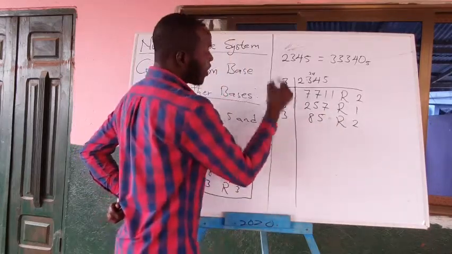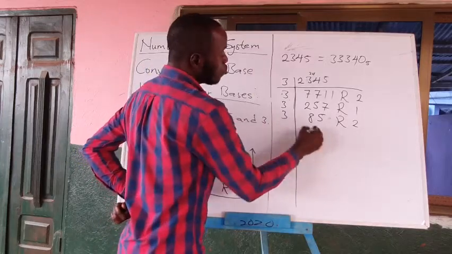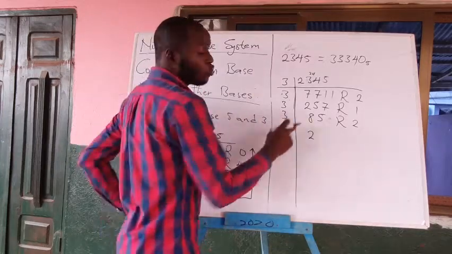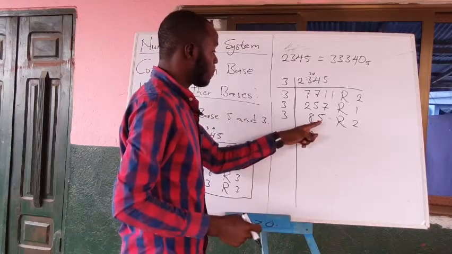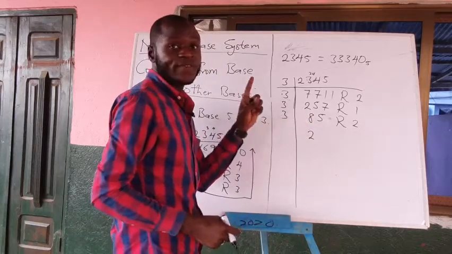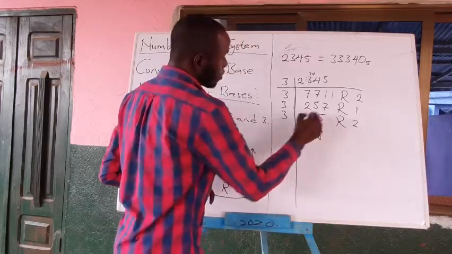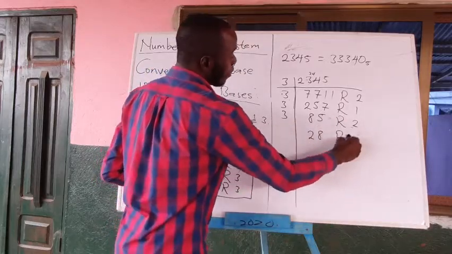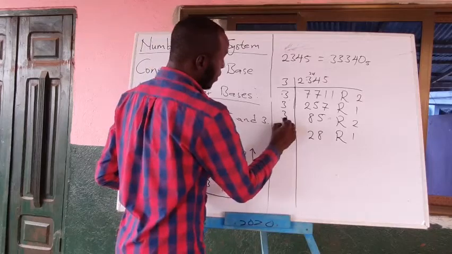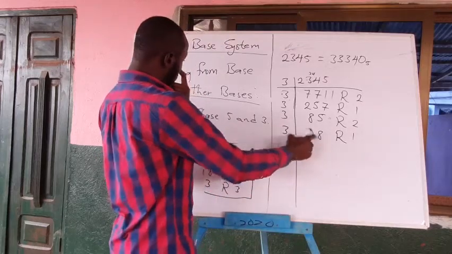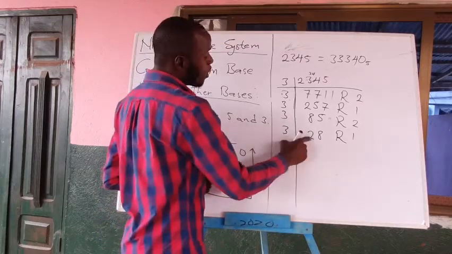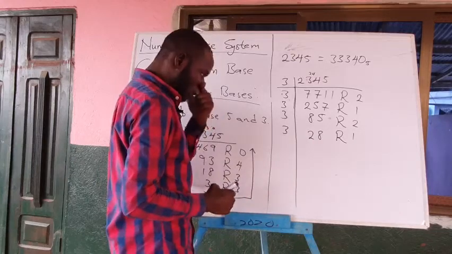Alright, so now 3 again. 3 will go into 8 how many times? 2 times, remainder 2. 3 cannot go into 2, so we add the 5 to 8, making it 25. 25, 3 will go into 25 8 times, so 24, remainder 1. Now we have another 3. 3 cannot go into 2, so we add the 28 to 8. 3 will go into 28.